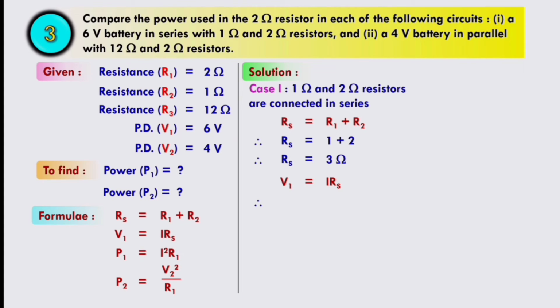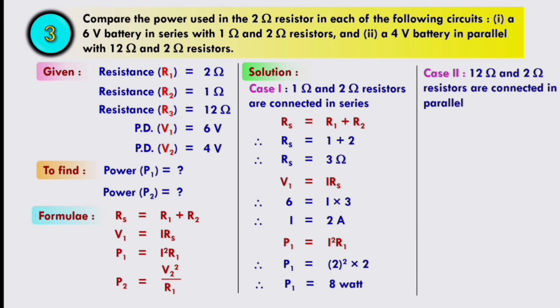Therefore V1 equal to I into Rs. Okay, we know that V1 is 6 volt, and I we have to find out, and Rs is 3 ohm. Therefore the current I is 2 ampere. Now you have to find out the power P1. So power 1 equal to I square into R1. Put the values, we will get 10 watt.